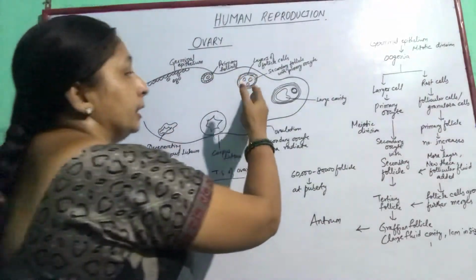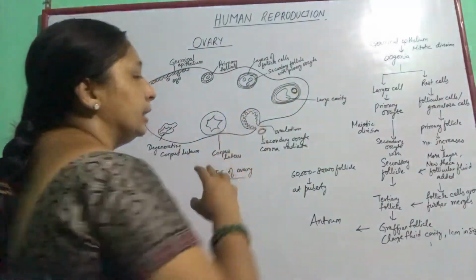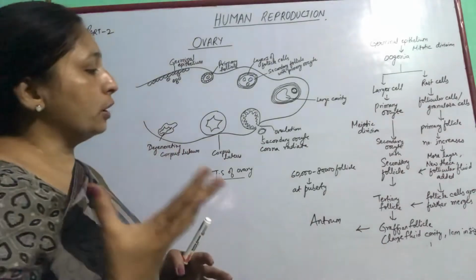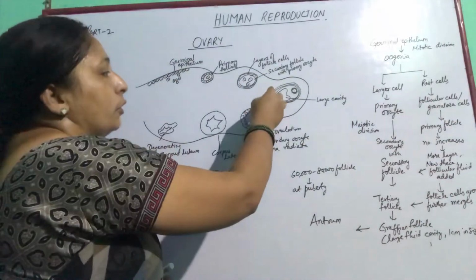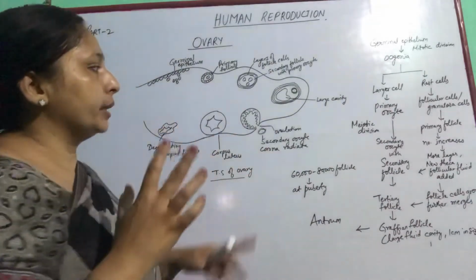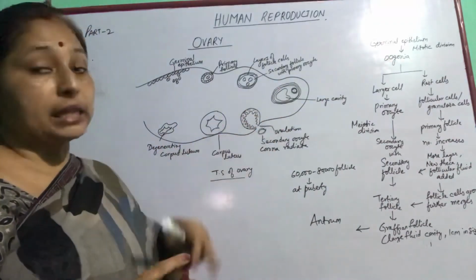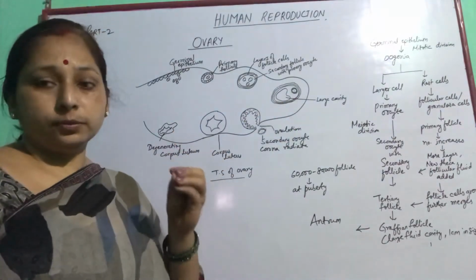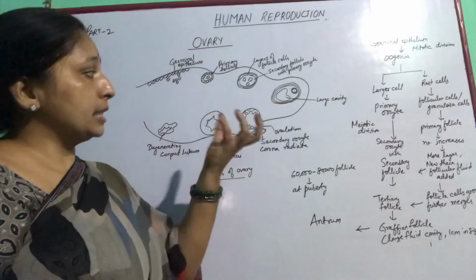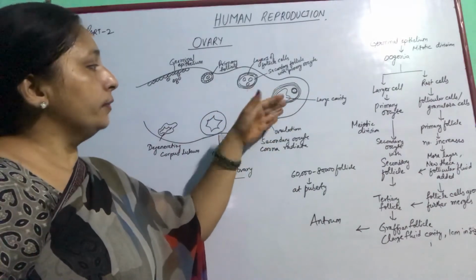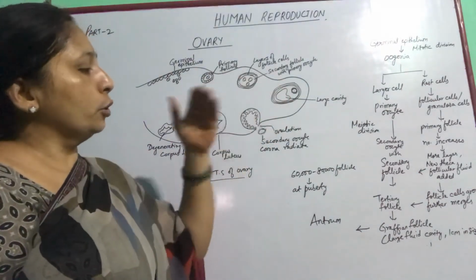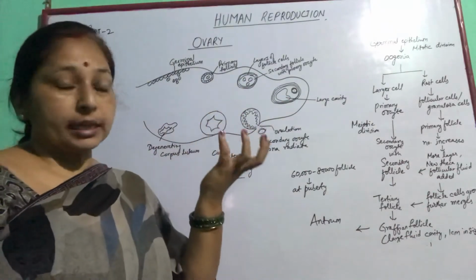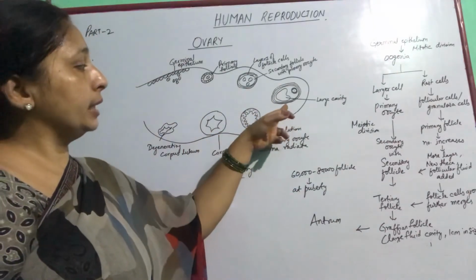Then again, follicles are added, and the follicular cells merge together to form a large cavity. This large cavity is termed the antrum. Follicular fluid is present inside this large cavity, and when it gets enlarged, a few more layers are added. After merging, the follicle cells grow in size.